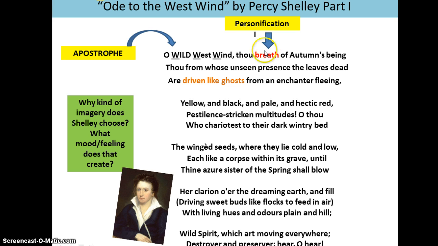So let me ask you two things. We have this apostrophe, oh wild west wind. The speaker is addressing the west wind. We also have personification. By these two elements, making the west wind human and also addressing it, what element is enhanced here? What meaning do we get from having those elements? Let me pause here so you can think.